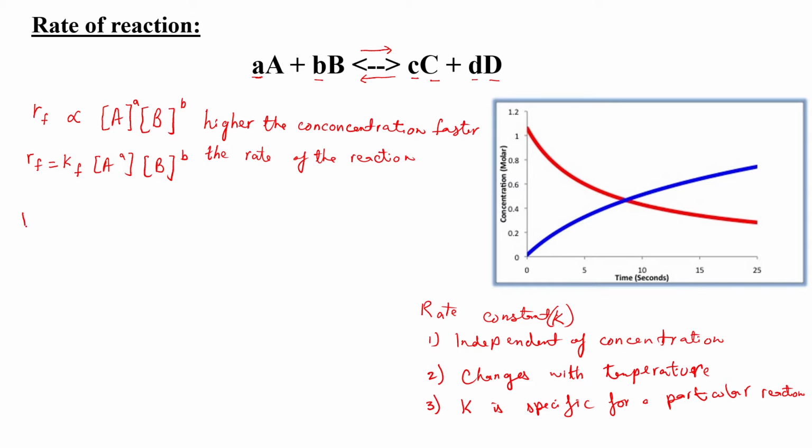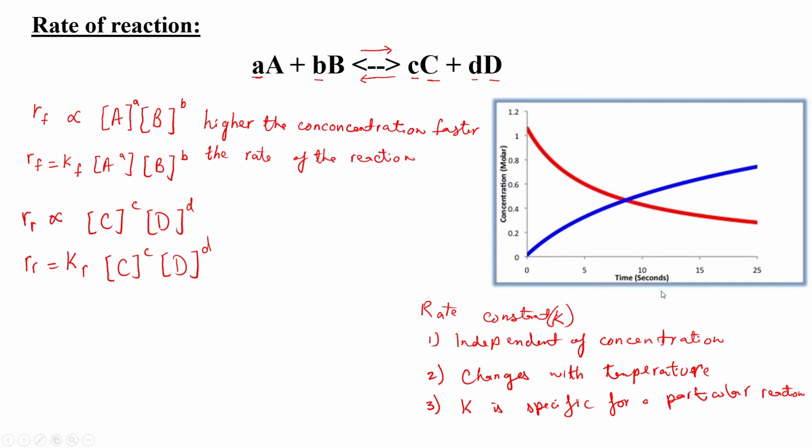So for the rate of the reverse reaction, I will write RR. The rate of the reverse reaction will also be proportional to the concentration of the product, which is actually the reactant for the reverse reaction. So these coefficients will become powers, and we are writing the molar concentration of the reactants here. To get rid of this proportional sign, we will use a constant for the reverse reaction. So here we have the equation for the rate of the reverse reaction.